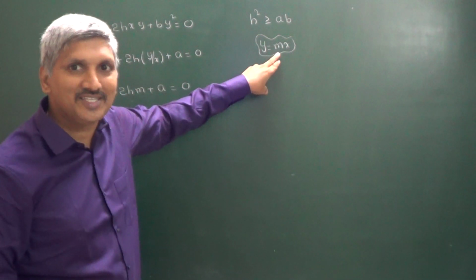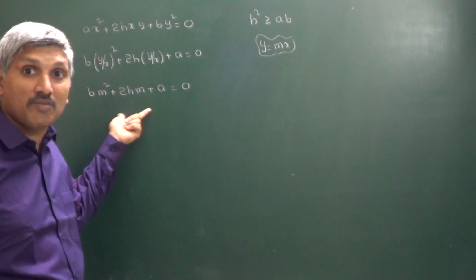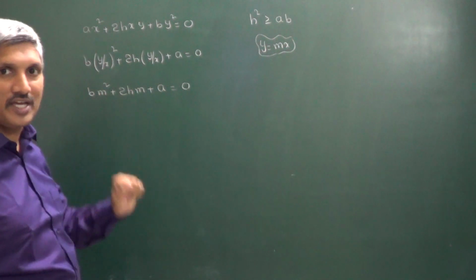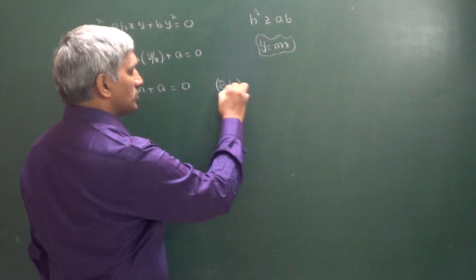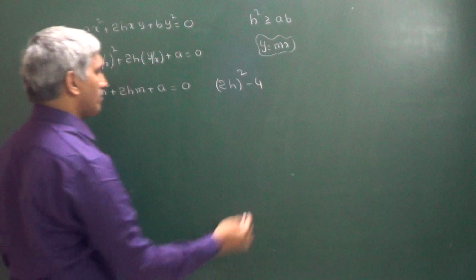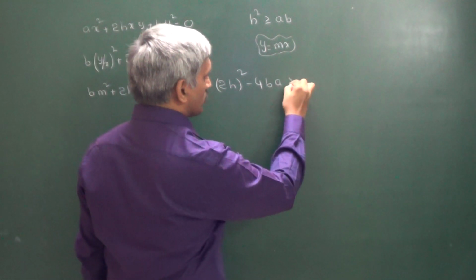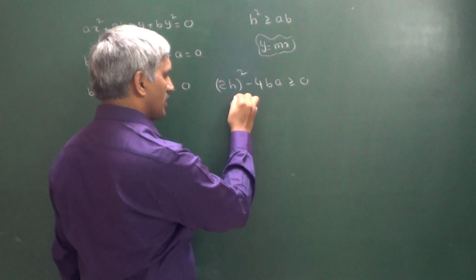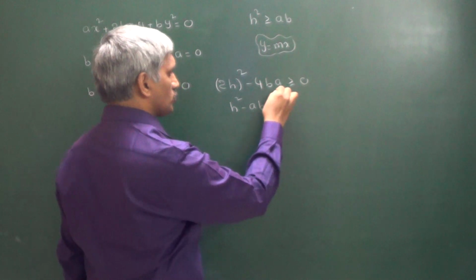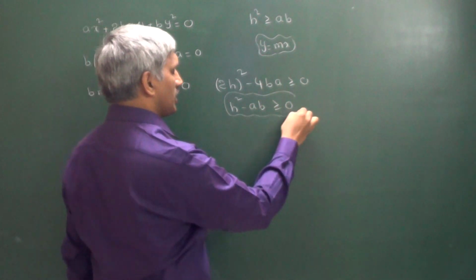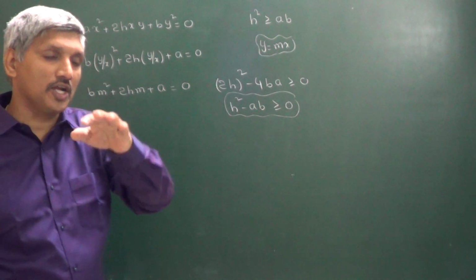This is a line, which means m must be real. M must be real means this quadratic equation must have a real root. The quadratic equation has real roots under the condition b square minus 4ac must be greater than or equal to 0. That is the reason we are getting h square minus ab greater than or equal to 0. Under this condition, this equation represents two straight lines passing through origin, right?